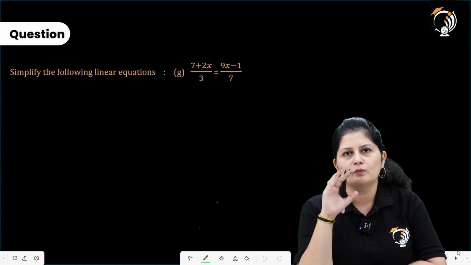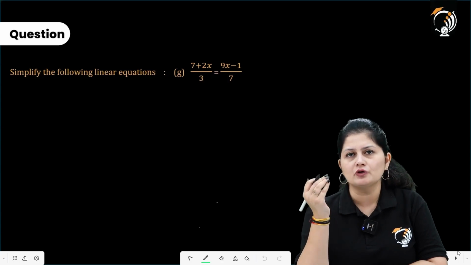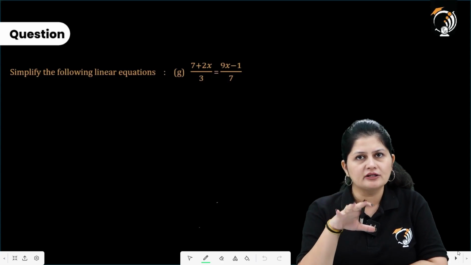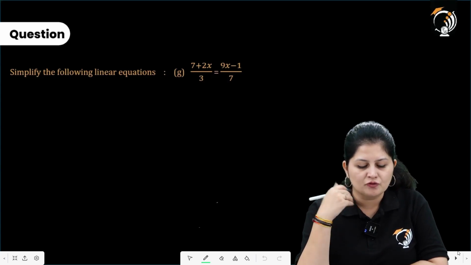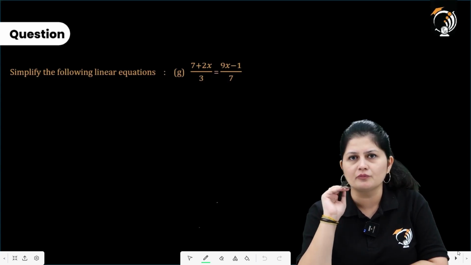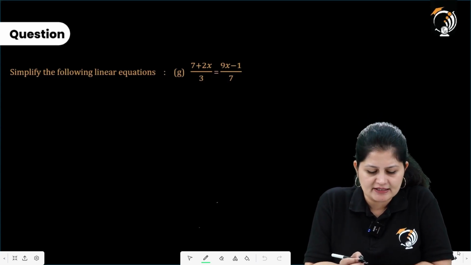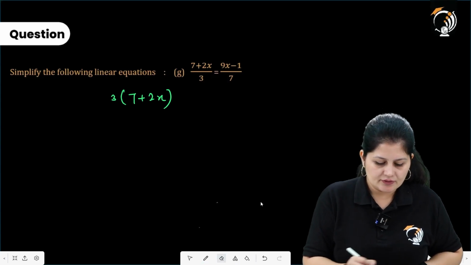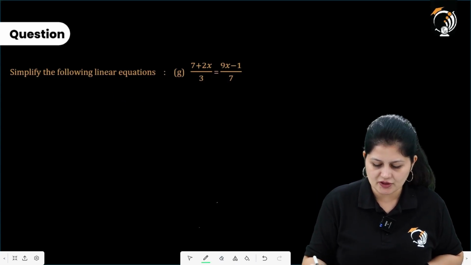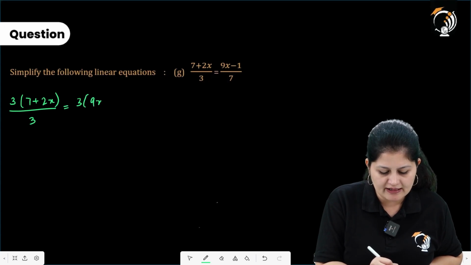As we can see, we have the variable x on the left hand side as well as on the right hand side. So we need to do the operations in such a manner that we can bring all the variables on one side. Firstly, we are going to multiply with 3 on both the sides and then multiply with 7 on both the sides. Once I multiply with 3 on both the sides, this is going to give you 7 plus 2x. Let me write it on one side so that we have enough space for solving the question. If I multiply with 3 on both the sides, it is going to be 3 multiplied with 7 plus 2x over 3 is equal to 3 multiplied with 9x minus 1 over 7.